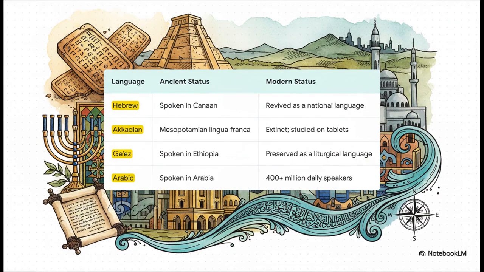And what's really crucial here is that these languages had totally different fates. Akkadian is extinct now. It's only studied by scholars reading those ancient tablets. Ge'ez survives, but mostly as a sacred religious language in Ethiopia. Hebrew has this absolutely unique story. It was revived after centuries to become a modern living national language. And then of course you have Arabic, which just exploded into a global language with over 400 million speakers today.